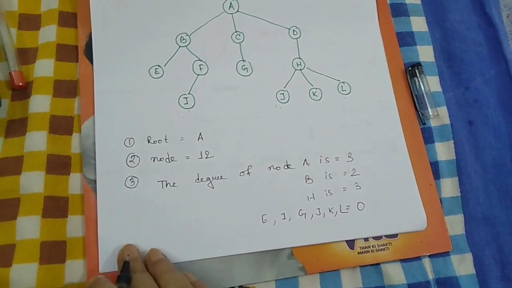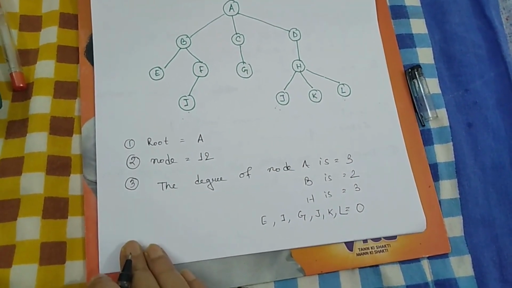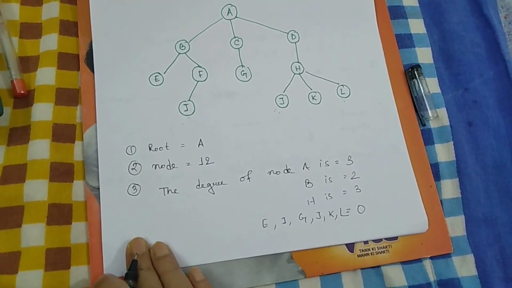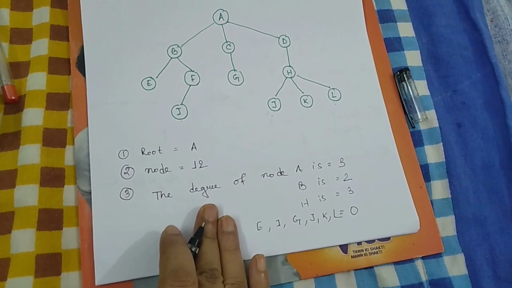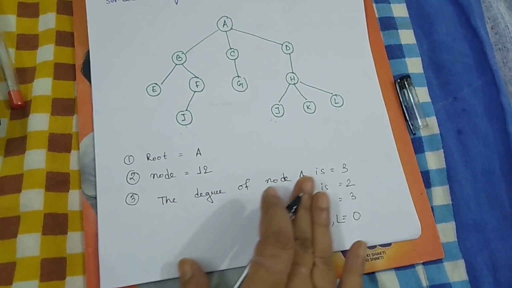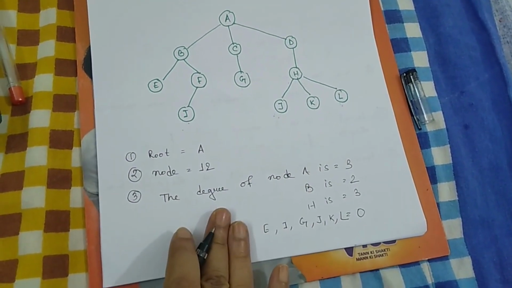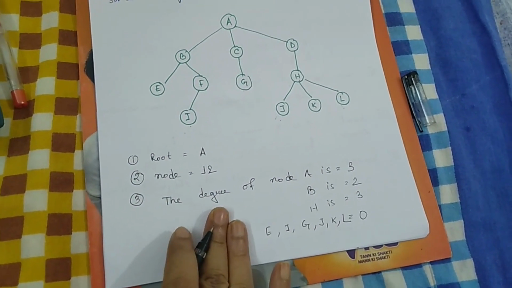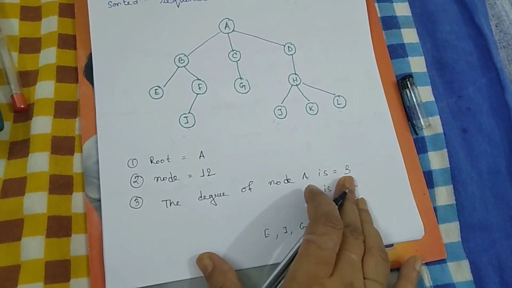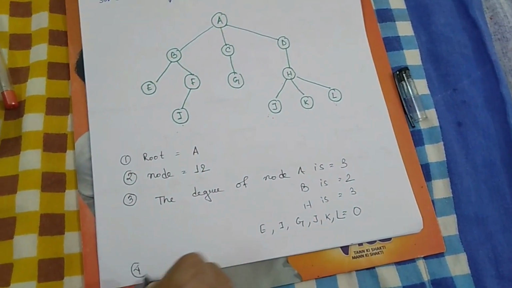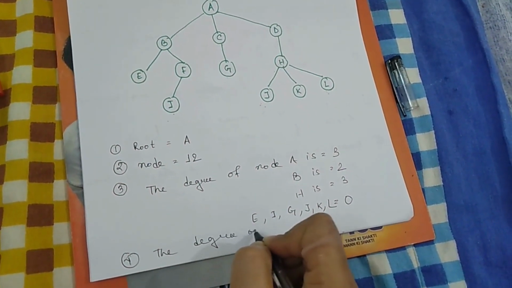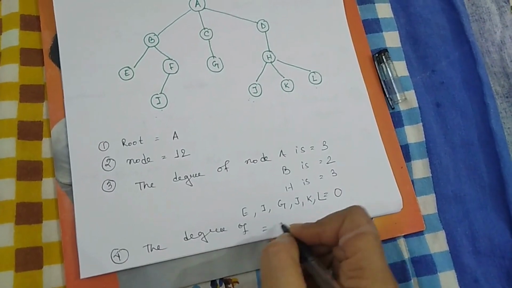Now the next point is, what is the degree of a tree? The degree of a tree is the highest degree among its nodes, that is denoted as the degree of a tree. Now here the highest value is 3. That's why the degree of this tree is 3.